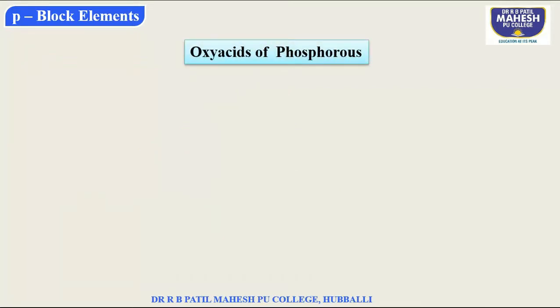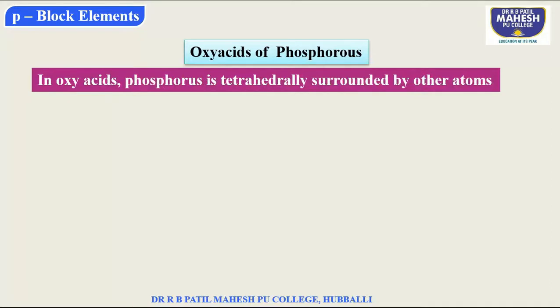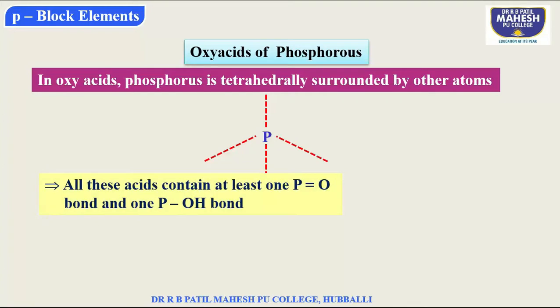Oxoacids or oxyacids of phosphorus. In oxyacids, phosphorus is tetrahedrally surrounded by other atoms. So in oxyacids of phosphorus, we are going to see at least one P=O and one P-OH bond.